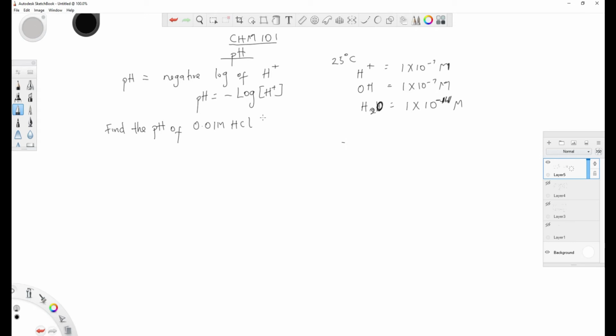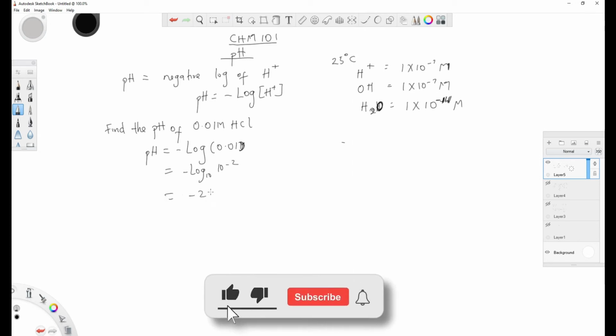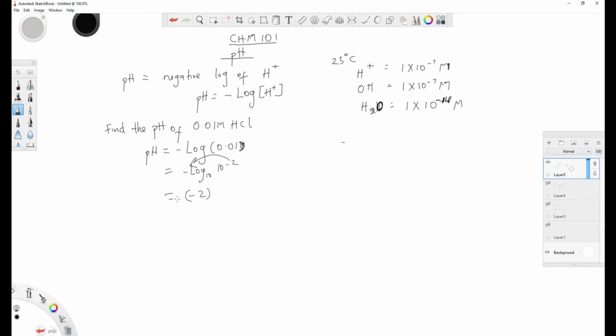The hydrogen ion concentration, just say pH equals negative log of the concentration, 0.01. That is 10 raised to the power of minus 2. Using the laws of logarithms, this power comes down. I think that one shouldn't be new to us. So then the answer here is 2.